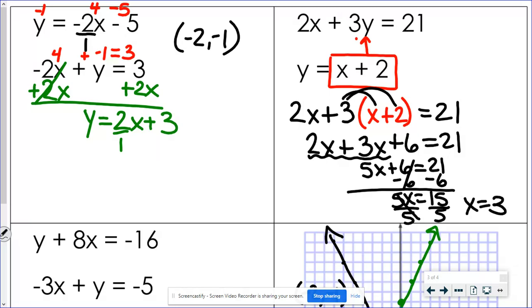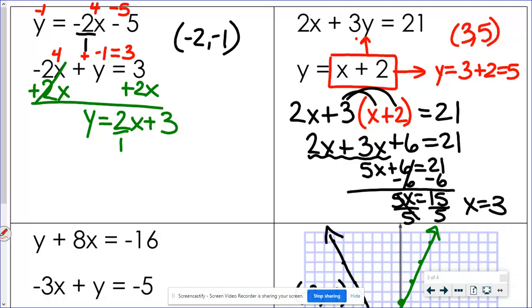Once I know what the x is, I have to find the y, and I might as well go where it says y equals. So I'm going to use this equation right here. Y equals, instead of an x, I'm going to write in 3 plus 2 gives me 5. So the x is 3, the y is 5.